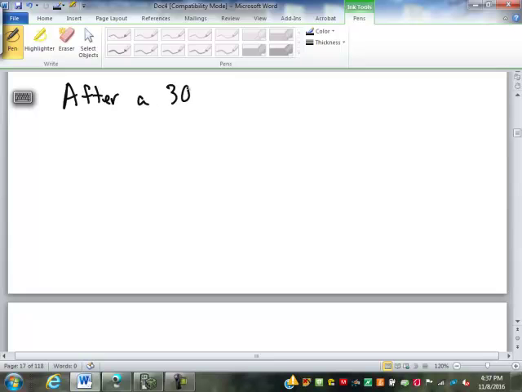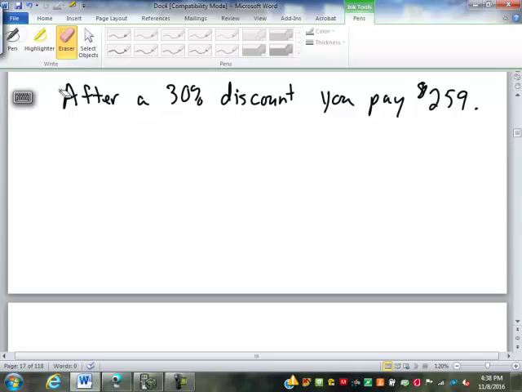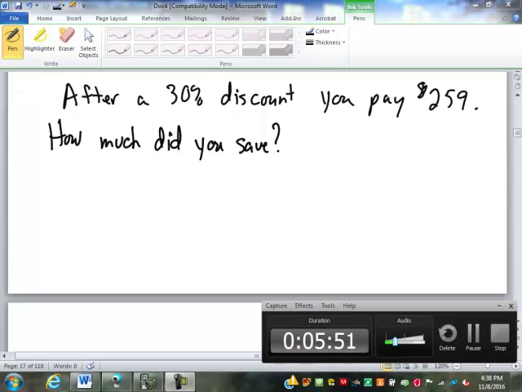after a 30% discount, you pay $259. I want to know, how much did you save? In your notes, try to do this one quick. I want to see what you come up with.